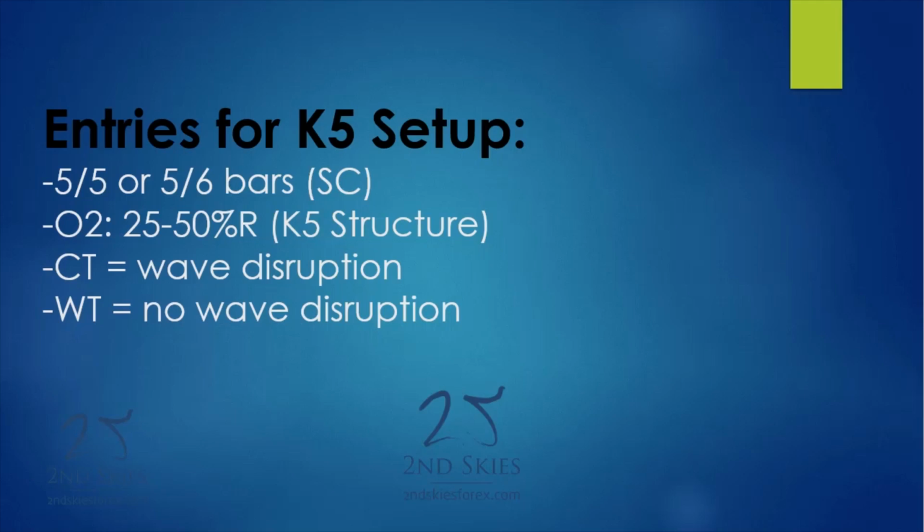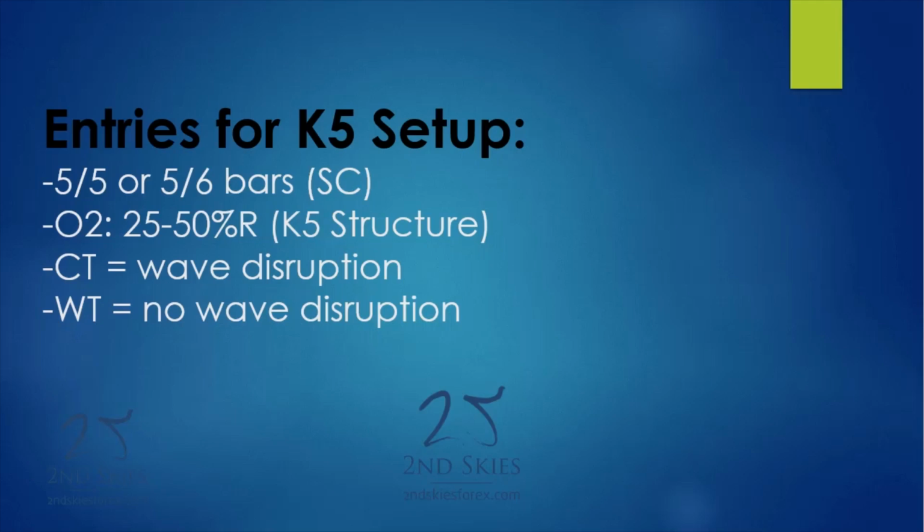Then maybe the third bar is a small counter trend bar. And then bars 4, 5, and 6 are the same color. So 5 out of those 6 bars were all one color. That would be an acceptable Kifu setup, just in terms of the raw structure of it.